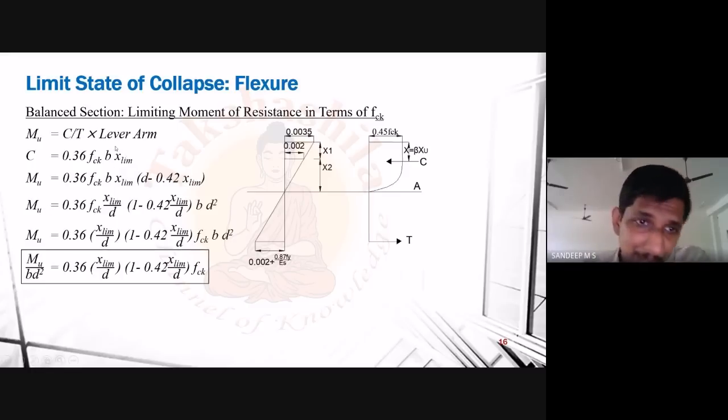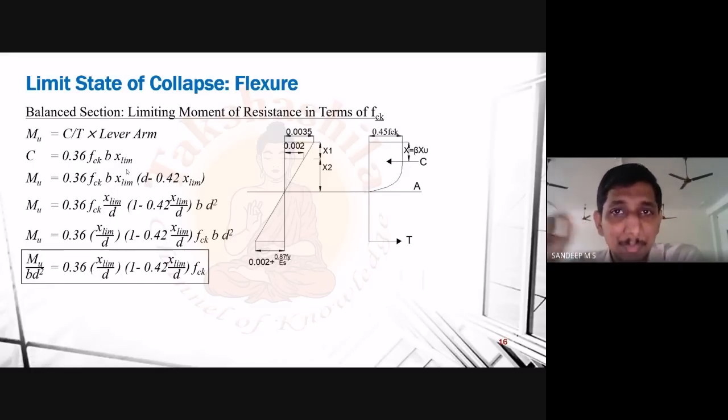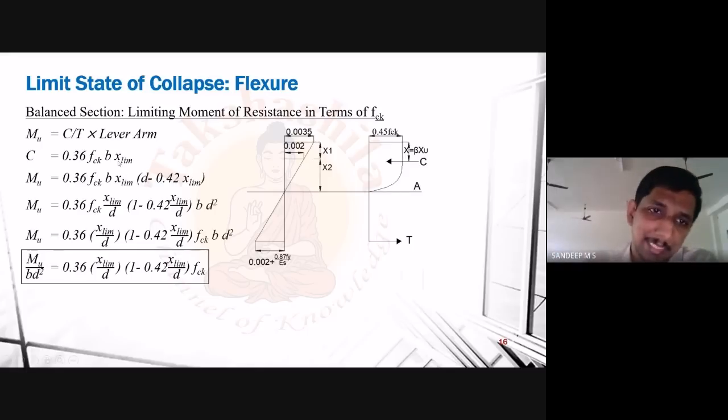So that is the reason why we also call the neutral axis in the case of a balanced section the limiting neutral axis, represented by x limit, like this. Okay.